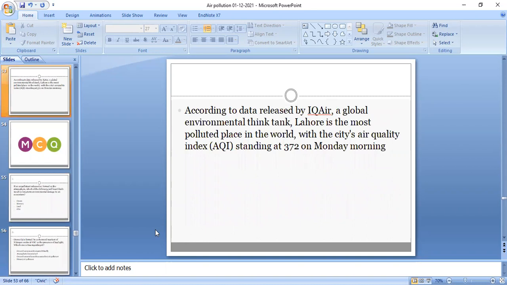According to data released by IQ Air, a global environmental think tank, Lahore is the most polluted place in the world, with the city's air quality index standing at 372 on this Monday morning.